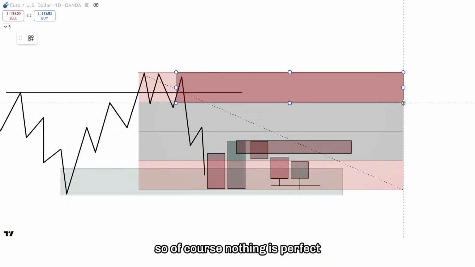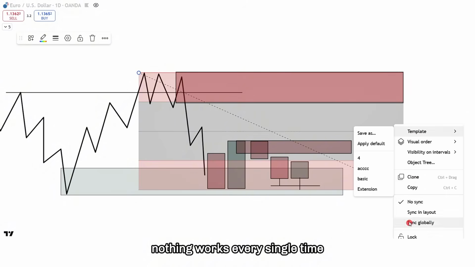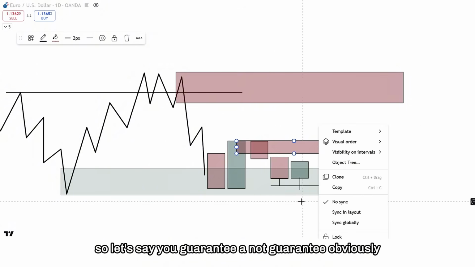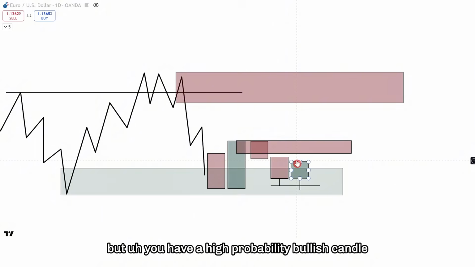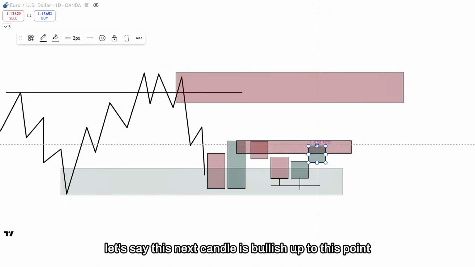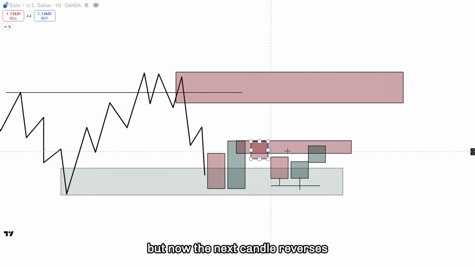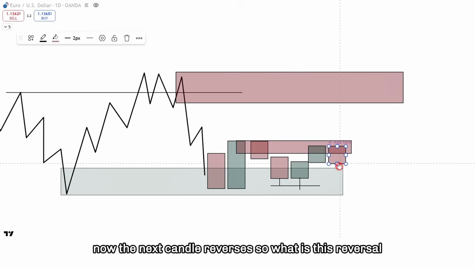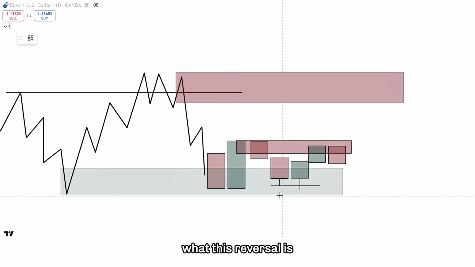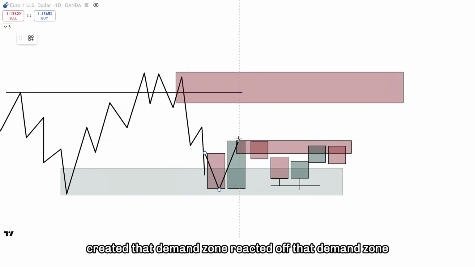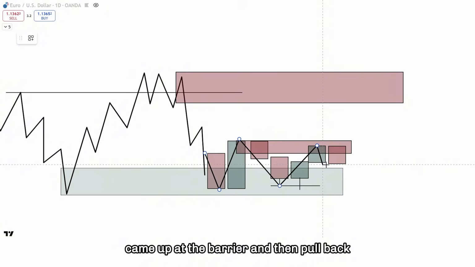So of course, nothing is perfect. Nothing works every single time. So we do have an adjustment here. So let's say you have a high probability bullish candle, not a guarantee obviously. So let's say this next candle is bullish up to this point. But now the next candle reverses. So what is this reversal? What you had here in current price action is price went down, price went up, created that demand zone, reacted off that demand zone, came up at the barrier, and then pulled back.